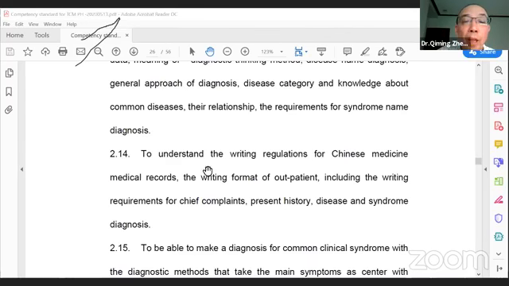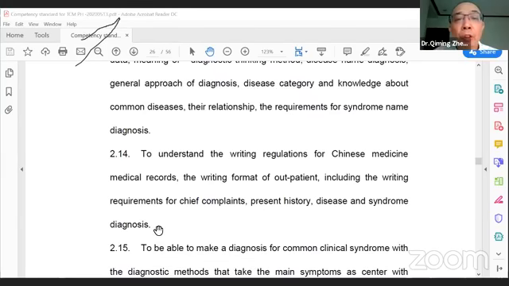Point 14 is to understand the writing regulation for Chinese medicine medical records. The writing format of outpatient records, including the writing requirements for chief complaints, present history, and disease syndrome diagnosis. Why we come to this point is the requirement, since traditional Chinese medicine is going to be evidence-based, so all the records are very important.